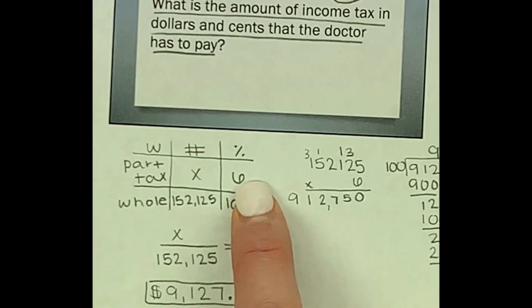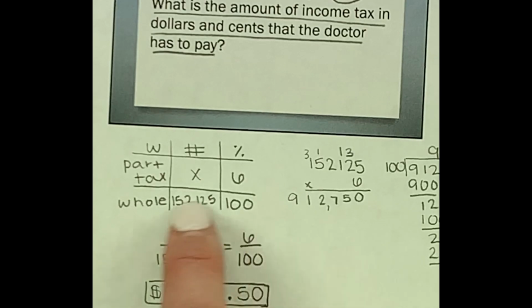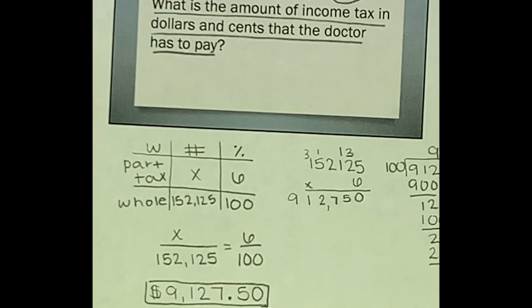So I put my percent here. The word that described it was tax. If you solve this proportion, you get $9,127.50.